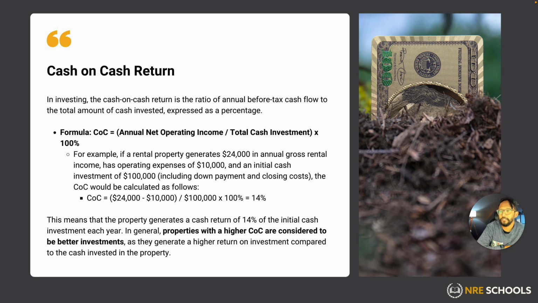And the last one is cash on cash return. This is the higher cash on cash return. I give you X amount of dollars and I get a percentage back. The higher the percentage, the better. But that is cash on cash return.